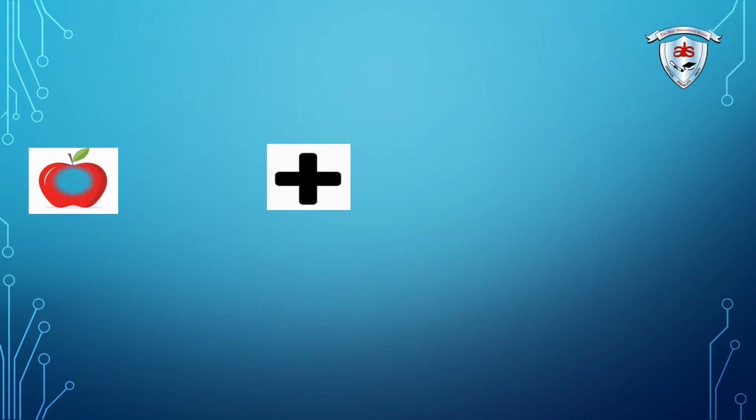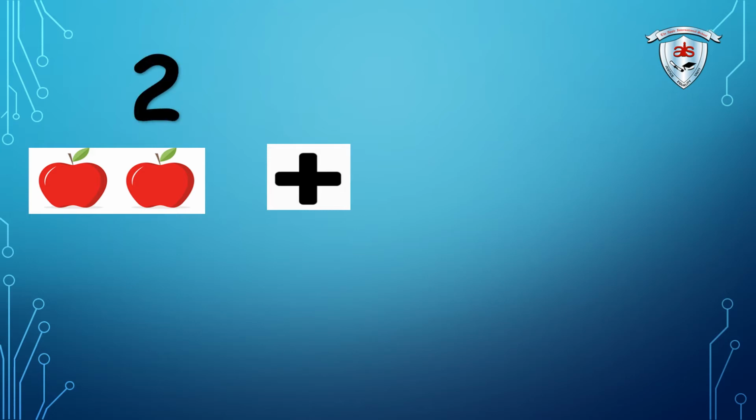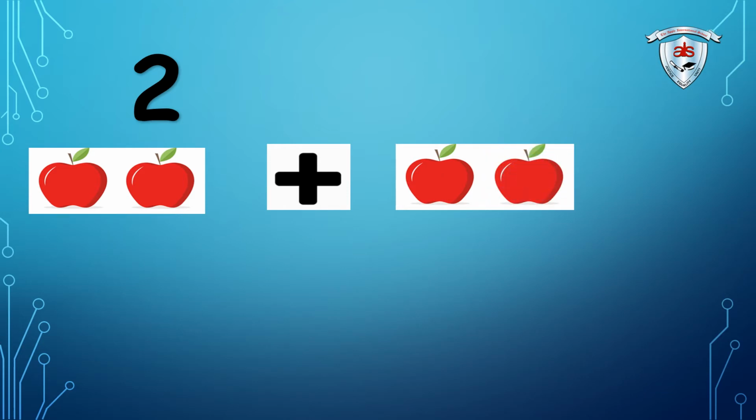Here there is an apple, one apple, two apples. So how many apples can you see here? Two apples. Okay, now this is one group. Now let's go to the other group. Here is one apple, two apples. So there are two apples in the other group. So in the first group there are two apples and in the other group there are two apples.